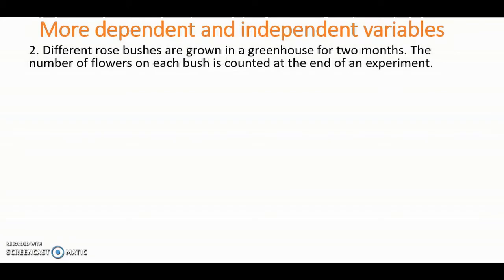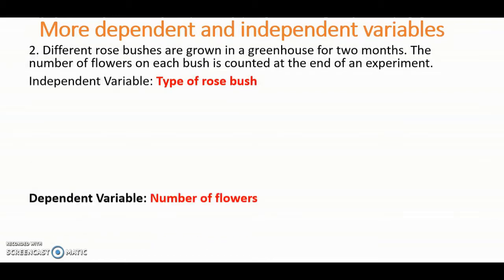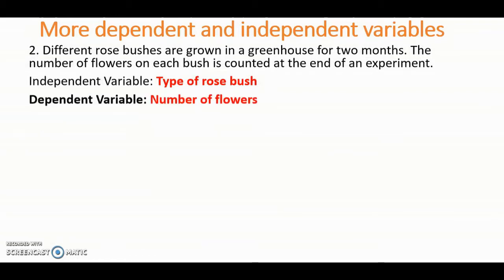Different rose bushes are grown in a greenhouse for 2 months. The number of flowers on each bush is counted at the end of an experiment. What is the independent variable? Of course, it is the type of rose bush. What is the dependent variable? It is the number of flowers.